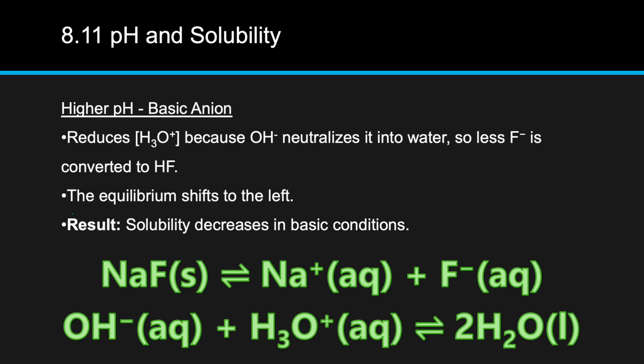So looking at our bottom equation, we can see that if we add OH- ions, those are going to react with either H+ or H3O+ to form water. And by neutralizing that H3O+, I now have less F- converted into HF. So I'm actually increasing my concentration of F- because I have less of it being converted into HF. And by increasing F-, I'm going to shift the reaction back towards a solid, which then decreases solubility.